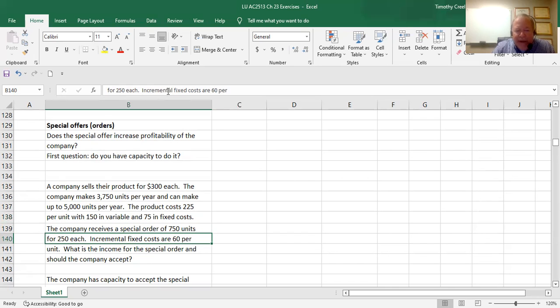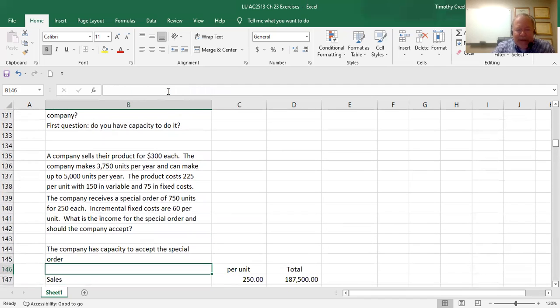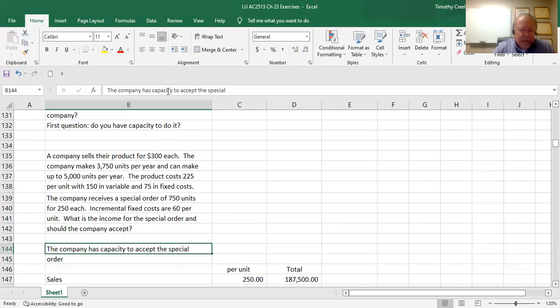Now, notice they have capacity, that they make 3,750 now. They can make up to 5,000. So they do have the capacity to do the special order. So the special order, 750 units for $250 each. And the incremental fixed costs are $60 per unit. What is the income for the special order, and should the company accept? And again, the company has the capacity to accept the special order.